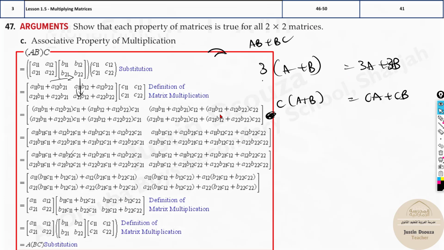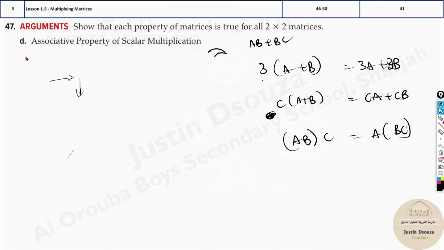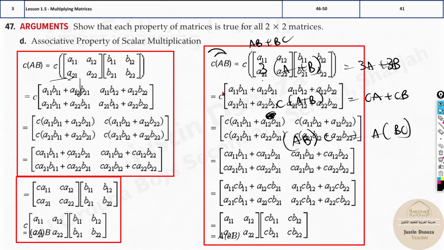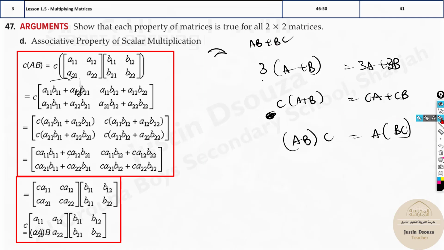And now what about the associative property? Associative property also works. So you can multiply, see now for example, AB and then multiply C, or you first multiply B and C and then multiply A. Absolutely fine, you will get the same answers. Now finally, the last property, that is the associative property of scalar multiplication. I'll tell you this one as well. This is the last one. I'll write it over here.